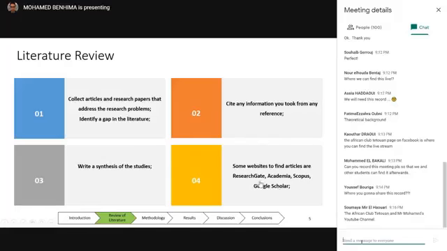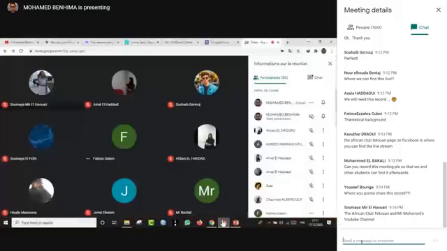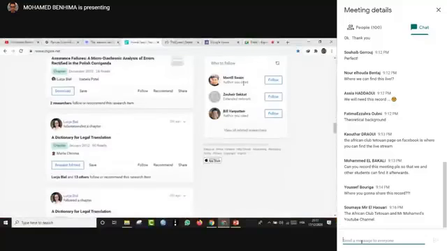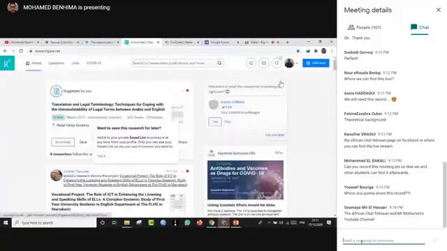Some websites that are not free are free for you as students. So you should make use of that institutional email instead of your normal email. For the website, if you want, I can share the browser with you to show you. So this is ResearchGate, and this requires an institutional email.